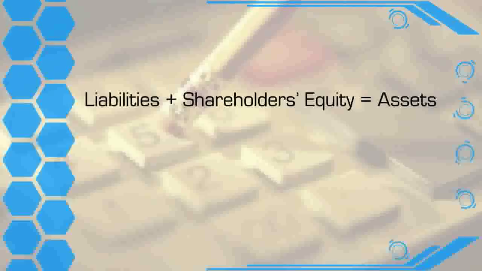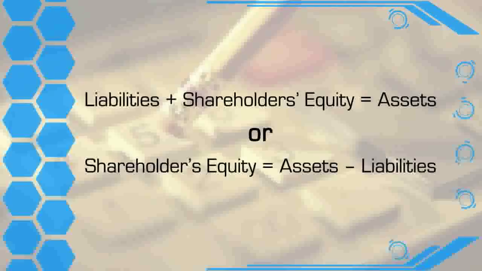Now, perhaps a more logical formula might read, shareholders' equity equals the assets minus the liabilities. In other words, the value of the company to the shareholder is the company's assets, what it owns, minus its liabilities, what it owes. A company's liabilities and shareholders' equity are the source of a company's assets, which comprise the means that the company uses to operate the company.